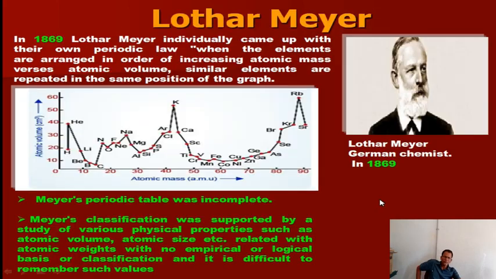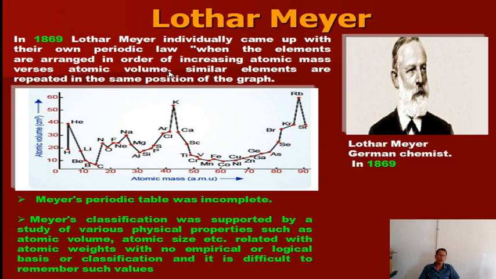Okay. Then Lothar Meyer, the third scientist, attempted the arrangement of elements. He was a German chemist in the year 1869. Lothar Meyer individually arranged the elements in increasing order of atomic mass, but taking so many properties like atomic size and atomic volume.